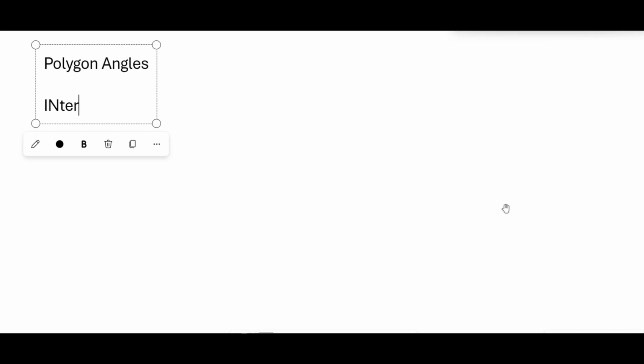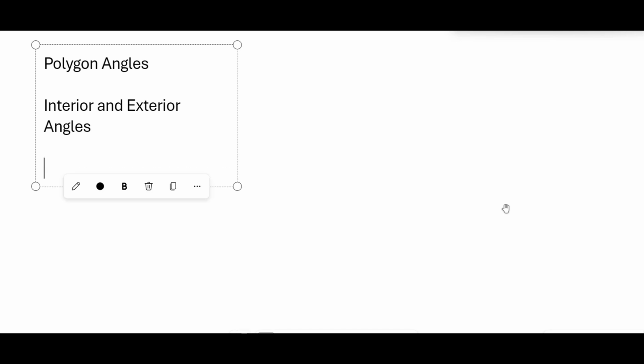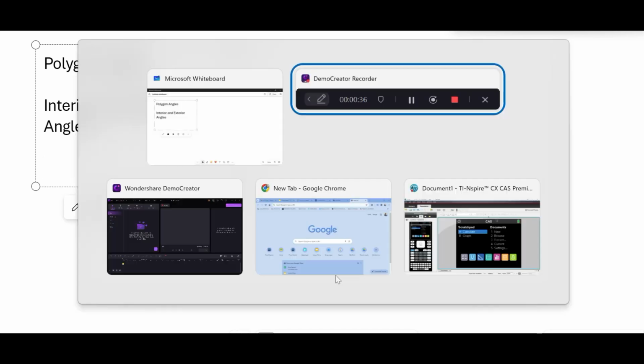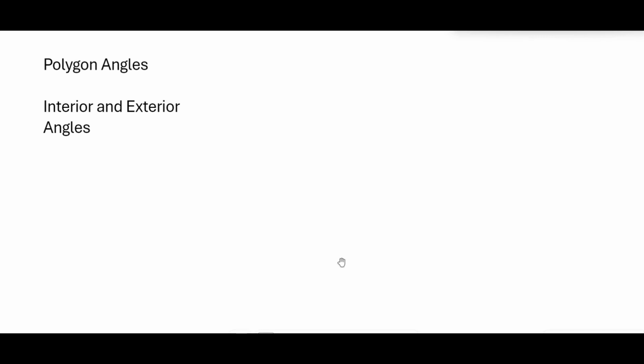You have interior and exterior angles, okay? And we're going to explore them both real quick. Just a reminder of what polygons are.